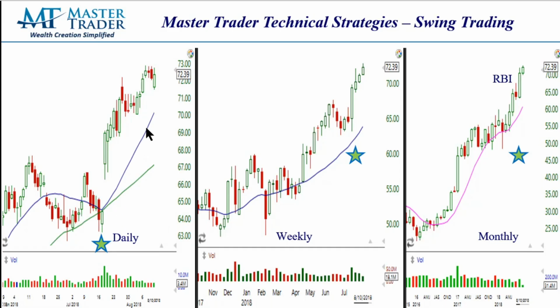And here we see that the 20 is above the 50. Over here, they were pinching or converging at that point, and then we had this bullish professional type of gap up where it came out of a consolidation.